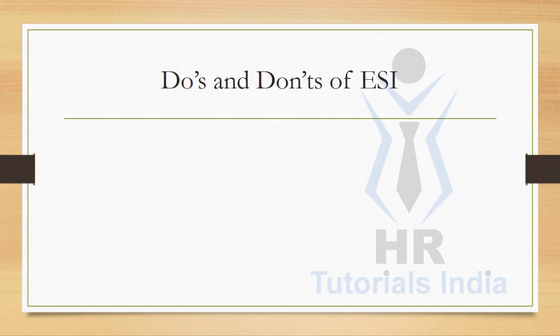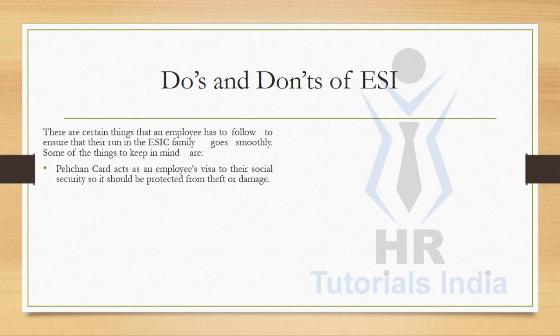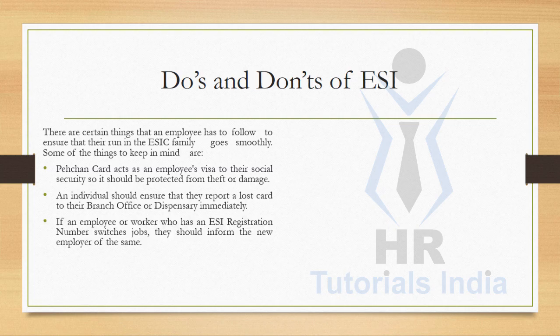Do's and don'ts of ESI. There are certain things that an employee has to follow to ensure that their run in the ESI family goes smoothly. Some of the things which need to be kept in mind are: the Pehchan card acts as an employee's visa to their social security, so it should be protected from theft or damage, and it can be used for all ESI benefits. An individual should ensure that they report a lost card to their branch office or dispensary immediately. If an employee or worker who has an ESI registration number switches jobs, they should inform the new employer of the same. Which means when an employee changes from one company to another, it is the responsibility of the employee to inform the new employer about the same.